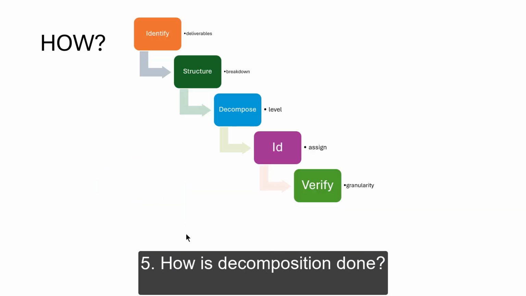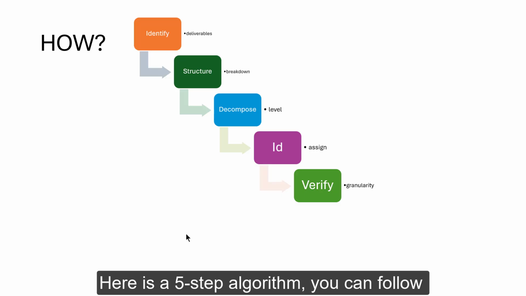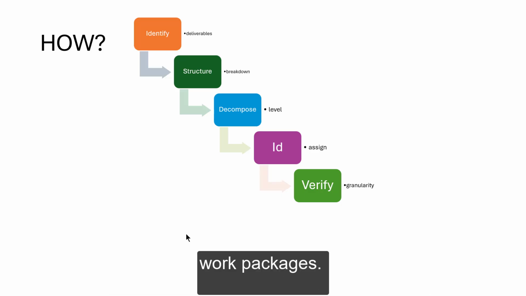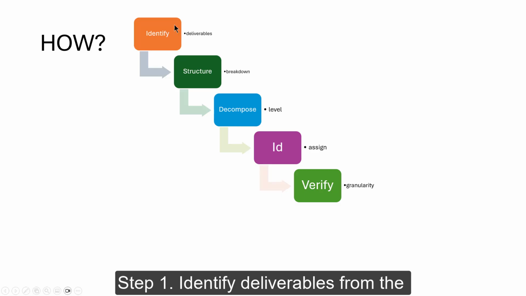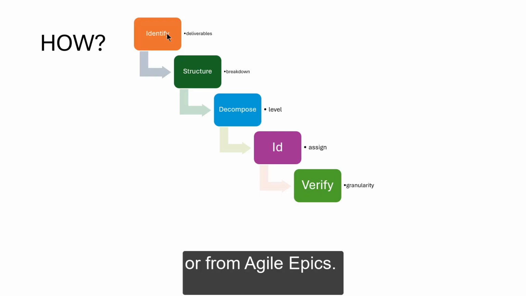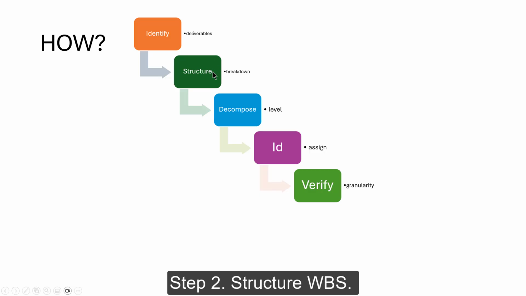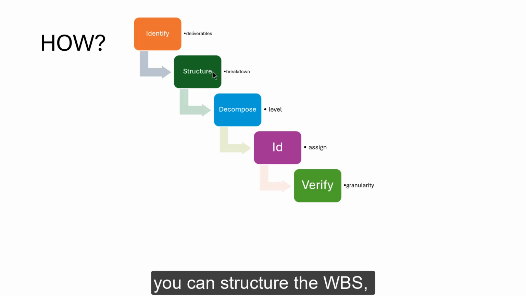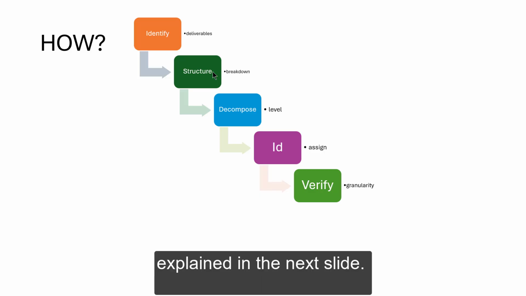The next question is, how is decomposition done? And here I present you a 5-step algorithm you can follow to decompose the project scope into the work packages. Step 1 is to identify the deliverables from the scope statement and the requirements documentation or from agile epics. Step 2 is that you structure the WBS. You provide a structure. There are several ways or designs that you can structure the WBS. I will explain this in the very next slide.